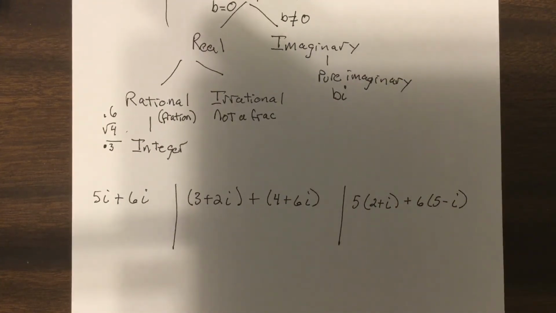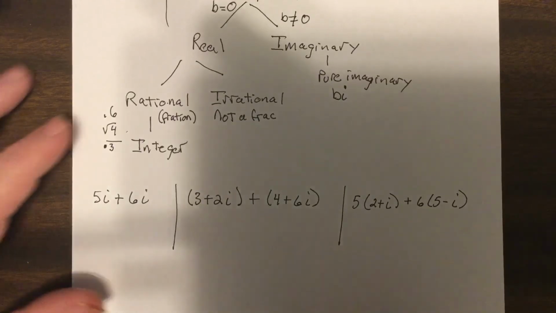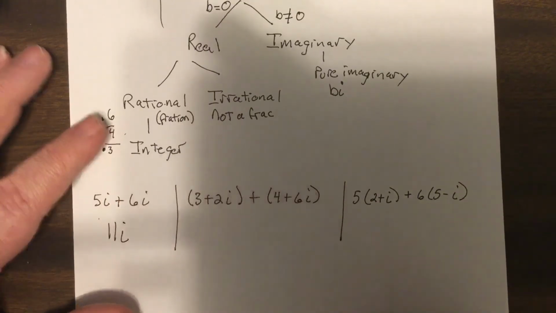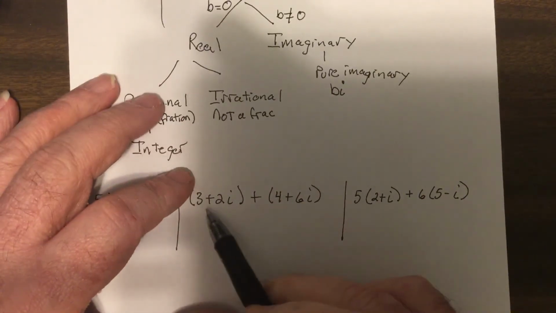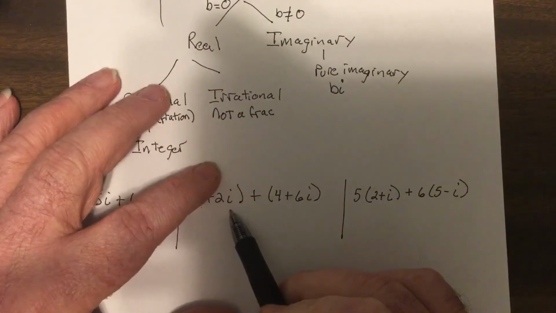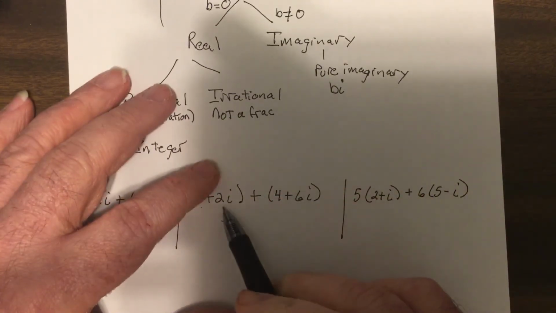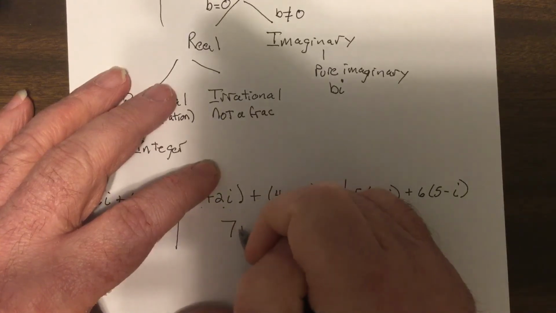So now we can add imaginary numbers. Yeah, 5i plus 6i is 11i. So here you've got the real number part, you have the imaginary part. So 3 plus 4 is 7. 2i plus 6i would be 8i.